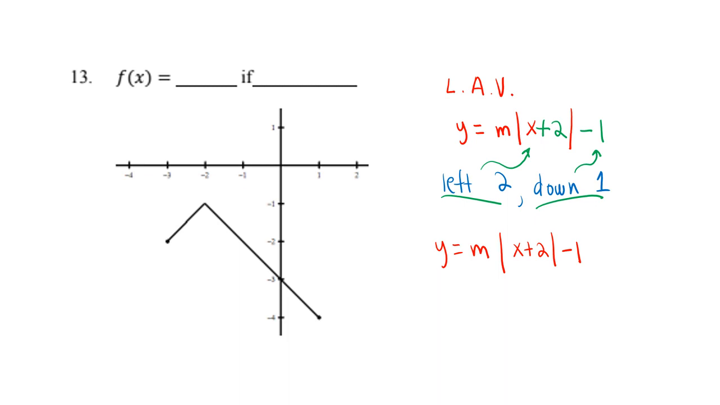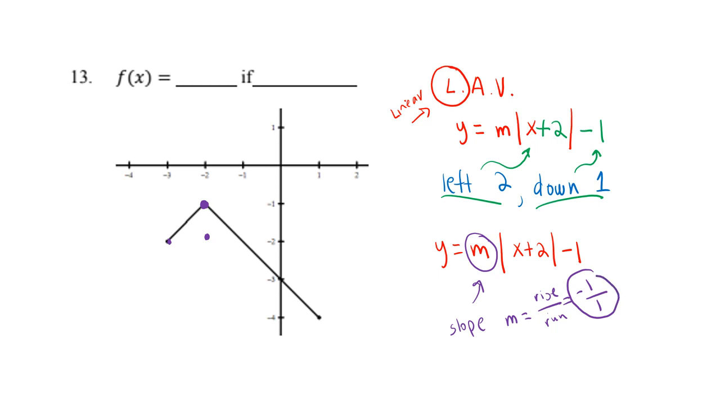And to finish it off, a really nice thing about linear absolute values is they're linear, right? If it's linear, we can finish it off by just finding the slope. So we're just going to figure out what the slope is and we'll plug it in. The slope is the rise over run, so we just have to count from the vertex. So here's our vertex. To get to that other point, we go down 1, left 1. So our slope is -1 over 1. Notice why it's negative. That's a v that opens down. If it's a v that opens up, it's positive. -1 over 1.